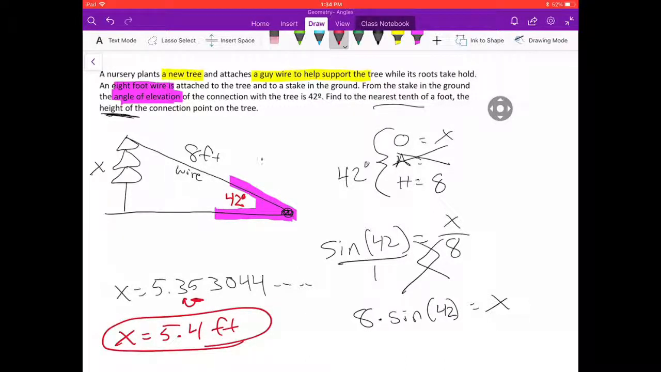Alright, so down here, this is our angle of elevation, and that is the biggest key vocabulary word that we're going to be talking about in this video.